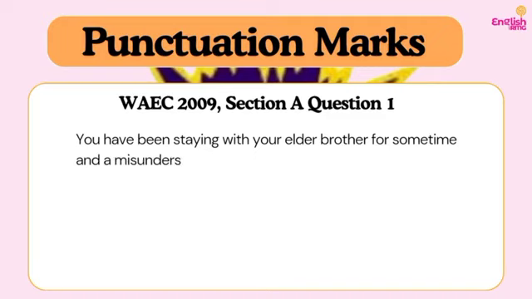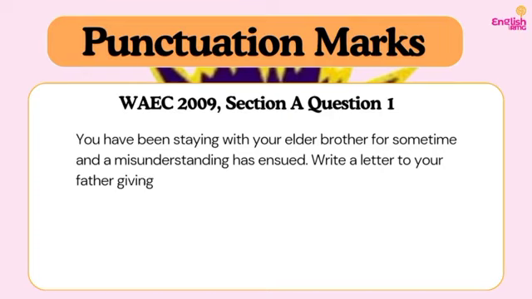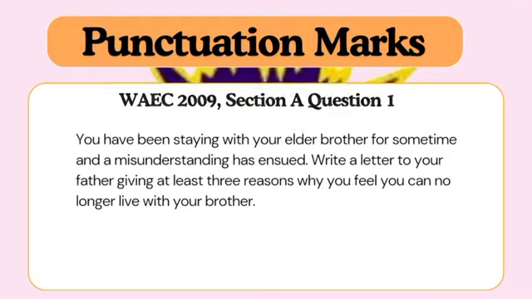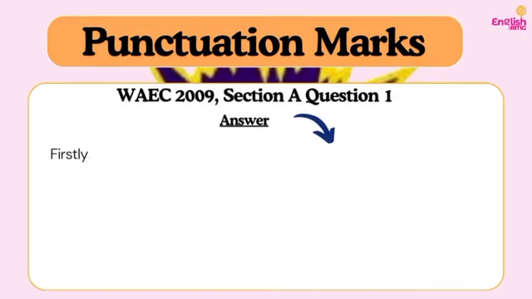So we have a question from WAEC 2009, Section A, Question 1, and it reads: You have been staying with your elder brother for some time, and a misunderstanding ensued. Write a letter to your father, giving at least 3 reasons why you feel you can no longer live with your brother. So this is a question from your WAEC past questions, and from what I've read, you could tell that it is an informal letter because you are writing it to your father about your elder brother. So let's see what I've come up with.